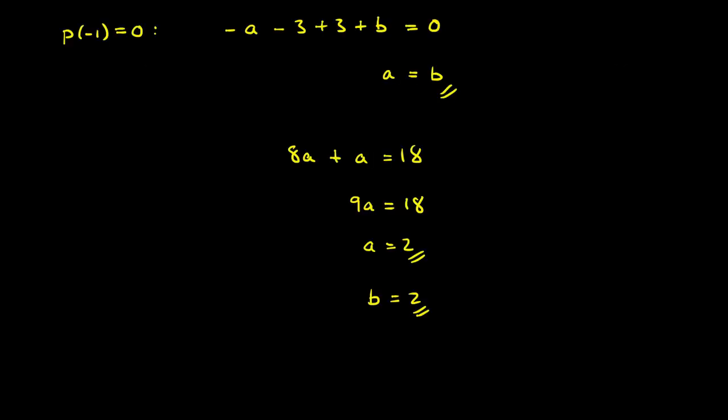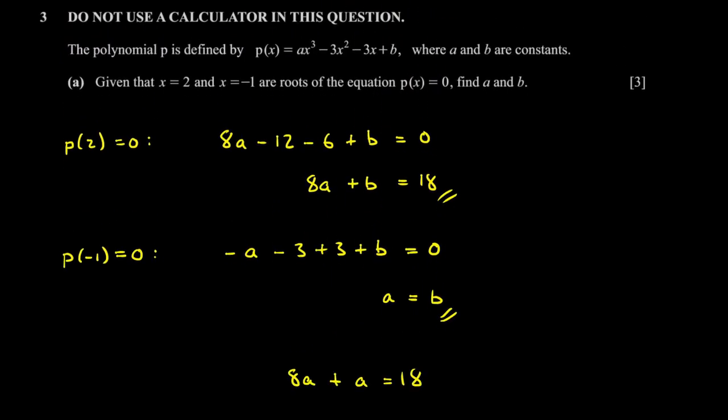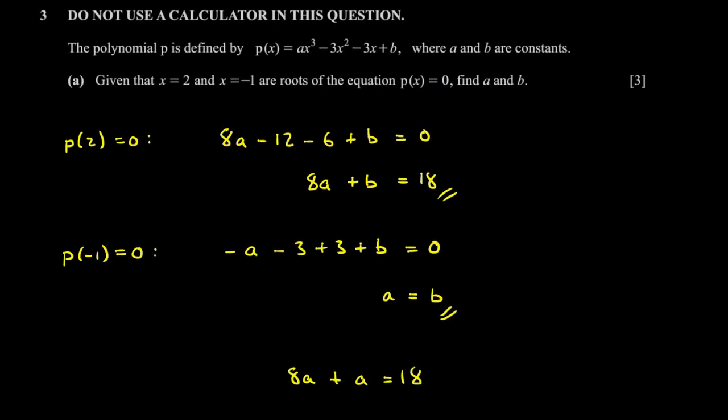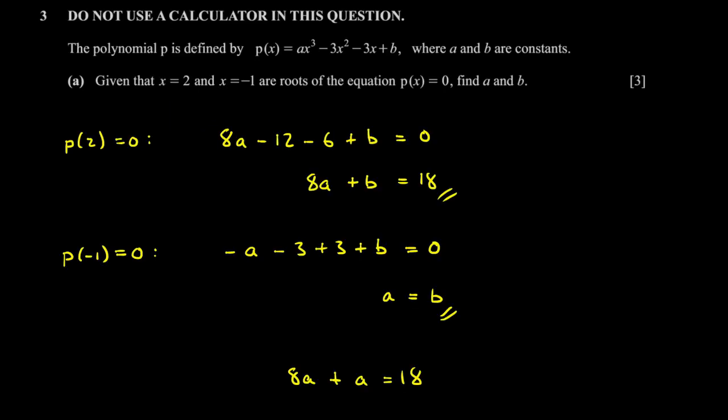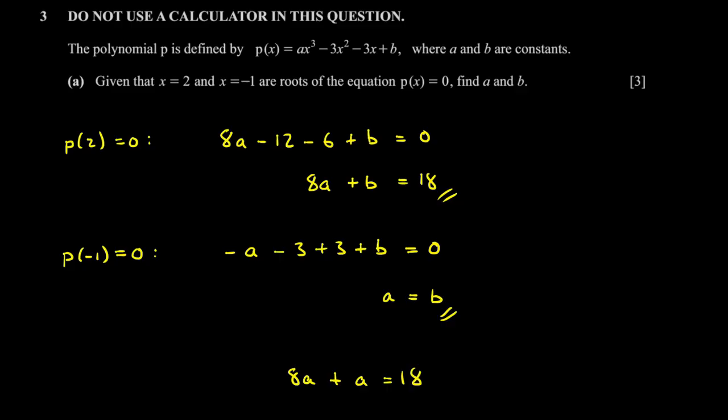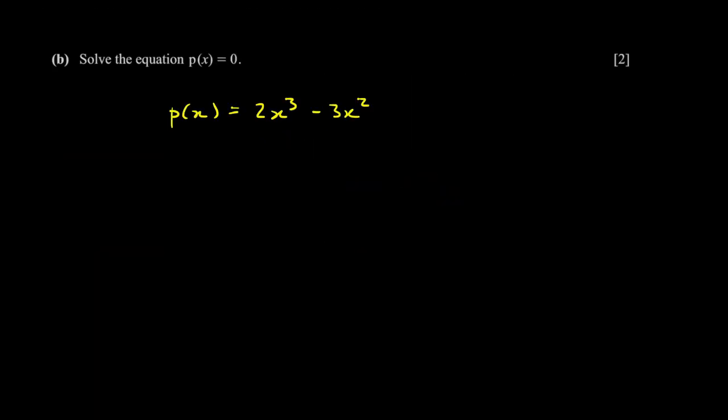Okay, solve the equation p of x is equal to 0. Well, let's just write it out in full now. So ax cubed, so 2x cubed, minus 3x squared, minus 3x plus b, so minus 3x plus 2. Okay, so we want to solve that.